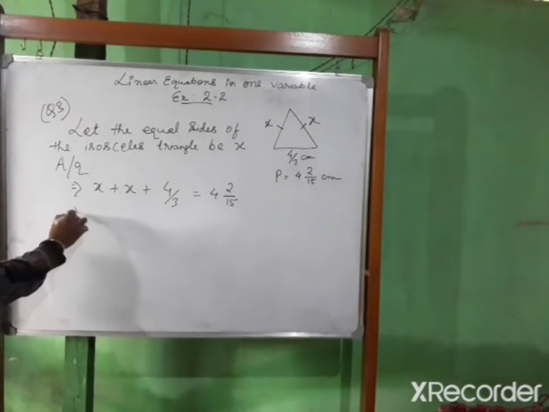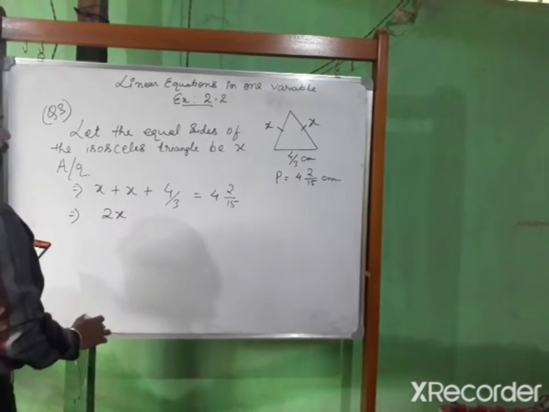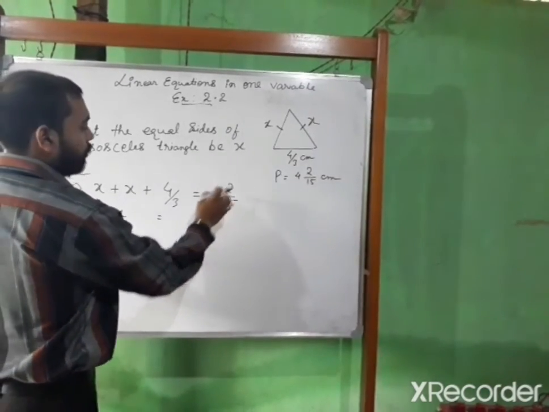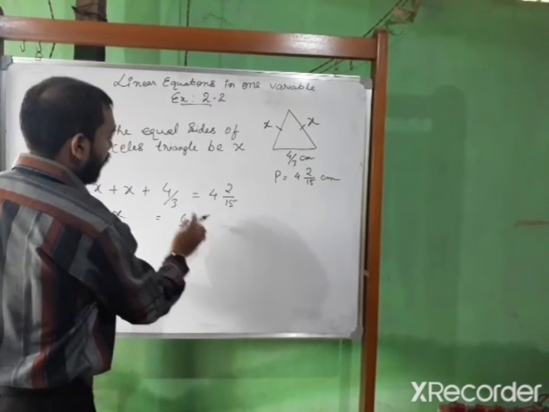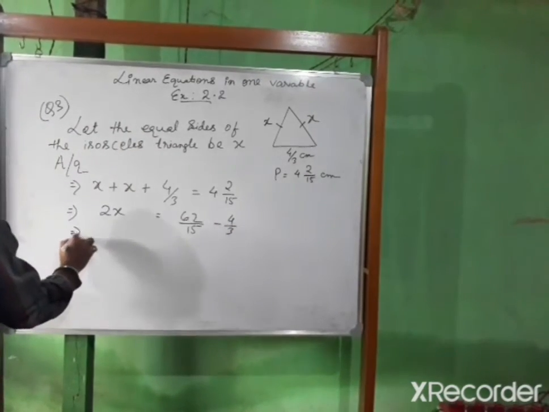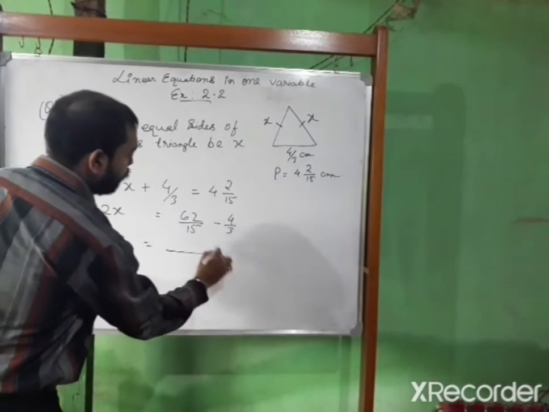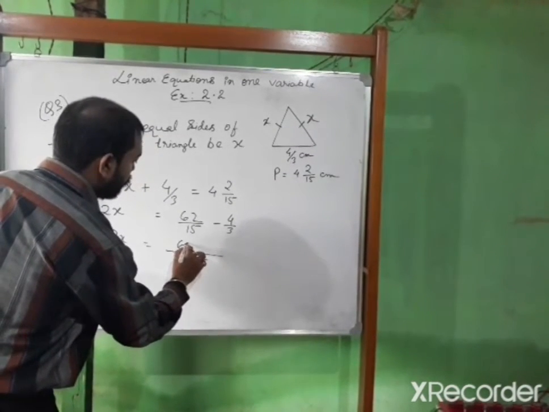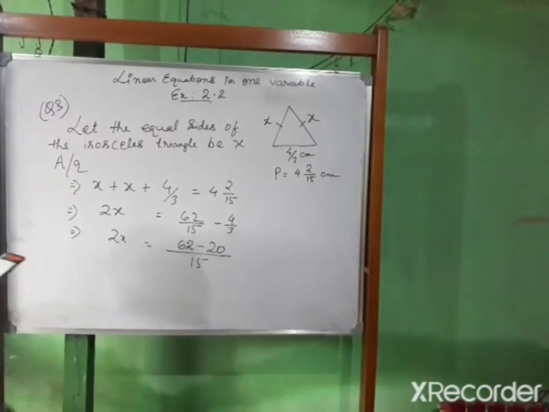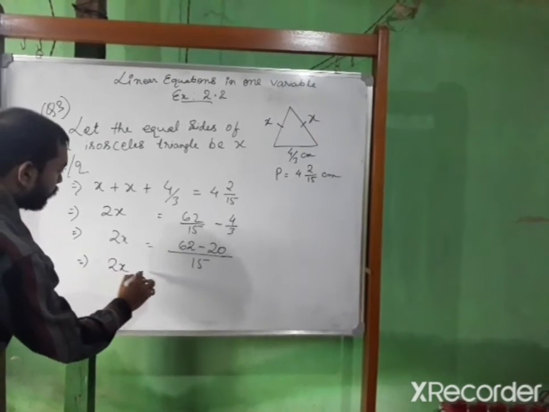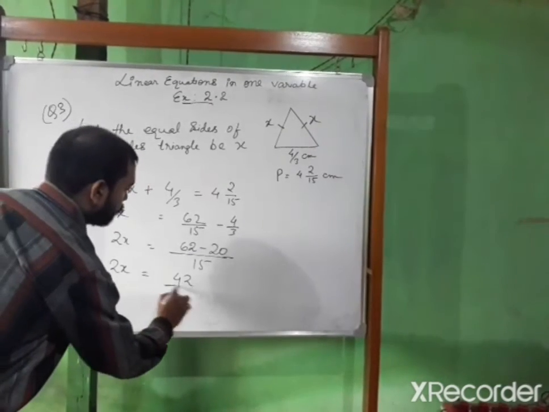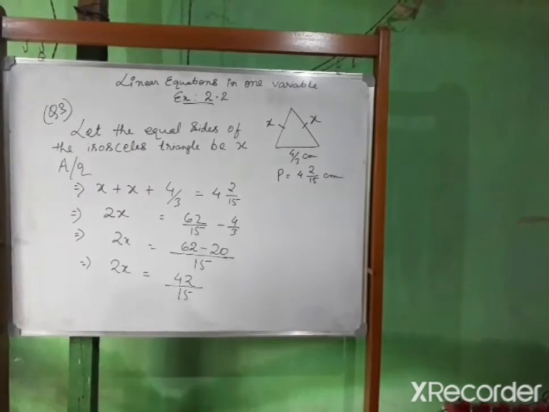Now let us solve it. x plus x will be 2x, which is equal to 62 by 15, and if I bring this constant here, it will be minus 4 by 3. So 2x equal to 62 by 15 minus 4 by 3. 15 is the LCM, so 62 minus 20. So 2x equal to 42 by 15.